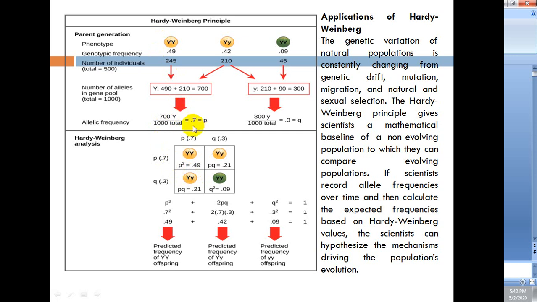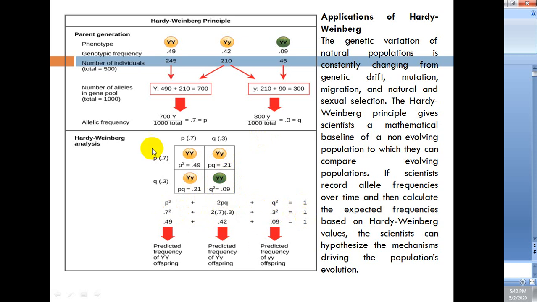If p is 0.7, p square is 0.49. If p is 0.7 and q is 0.3, then what happens? pq will be 0.21 and 2pq will be 0.42. And similarly, if q is 0.3, q square will be 0.09. So p square plus 2pq plus q square is 1. So 0.7 square plus 2 into 0.7 into 0.3 plus 0.3 square is equal to 1.